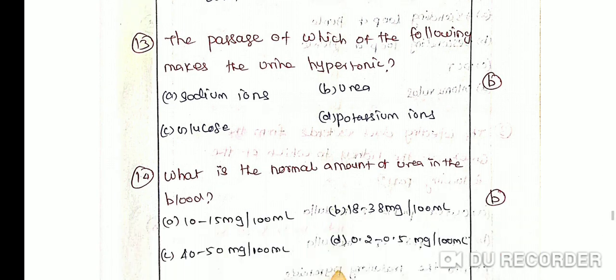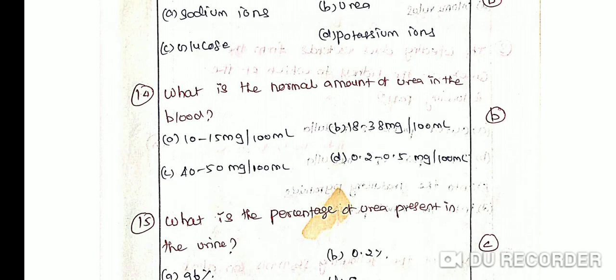Next question. What is the normal amount of urea in blood? Option A, 10 to 15 mg per 100 ml. Option B, 18 to 38 mg per 100 ml. Option C, 40 to 50 mg per 100 ml. Option D, 0.2 to 0.5 mg per 100 ml. The correct answer is option B, 18 to 38 mg per 100 ml.